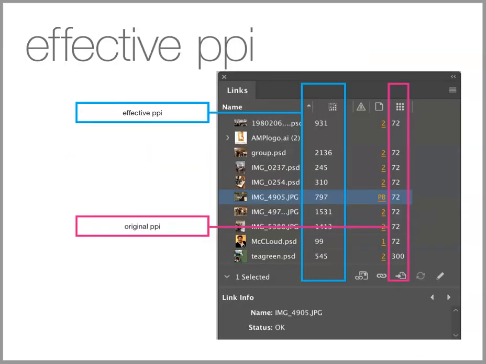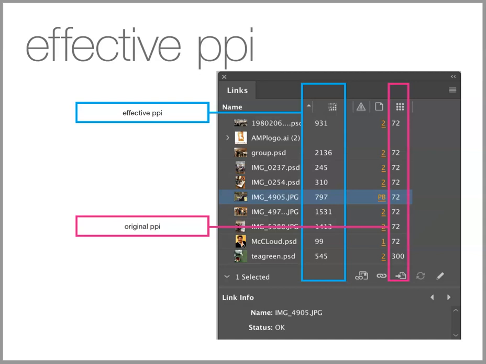Now, when I say at print size, what I'm talking about is when you place the image into your document and you get it to where you want it to be, this is how big I want it to be, this is how I want it to look on my page. That's the print size. The shortcut for that is called effective PPI. This is a screenshot from the links panel in InDesign, and you can tell the links panel, show me my real resolution and my effective PPI resolution of my images that I've placed.